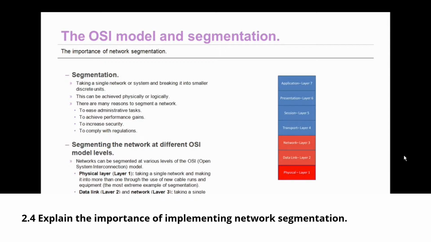This is the most extreme example of network segmentation. Not only is this the most extreme example of segmentation, but it's also an example of physically segmenting a network. You can also segment a network logically at the data link layer, which is layer 2, or at the network layer, which is layer 3 of the OSI model. This is taking a single network and making it into more than one by logically dividing the network. The logical segmentation of a network takes the least amount of physical resources to achieve it.